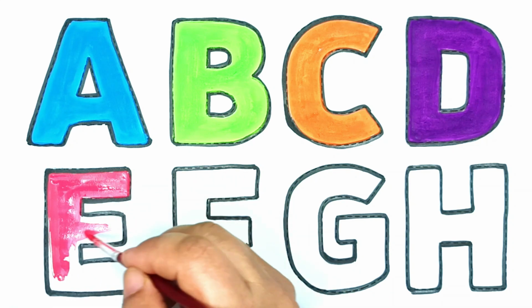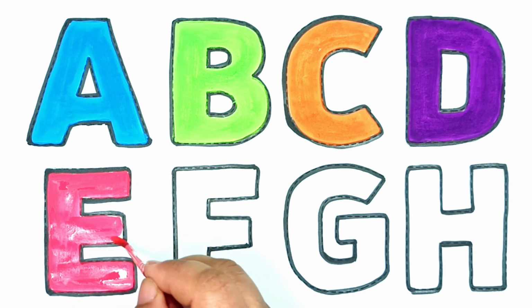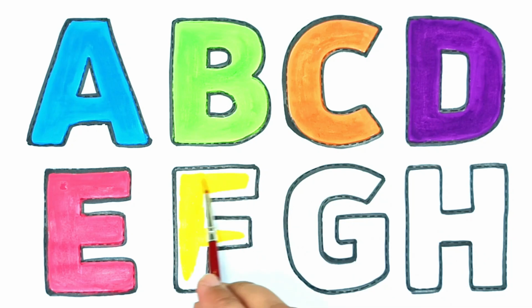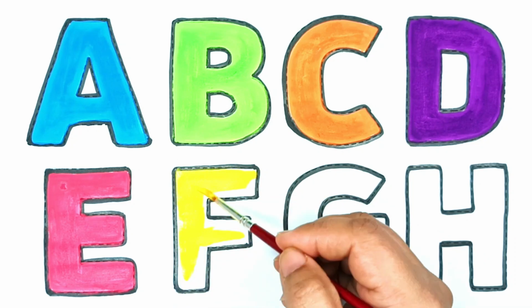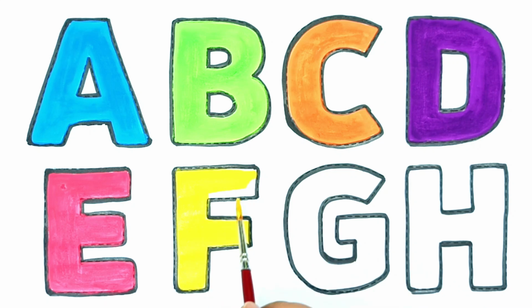E is for elevator. E is for egg. E is for egg, the white and the yolk. F is for fish. F is for flag. F is so funny, when you tell a joke.